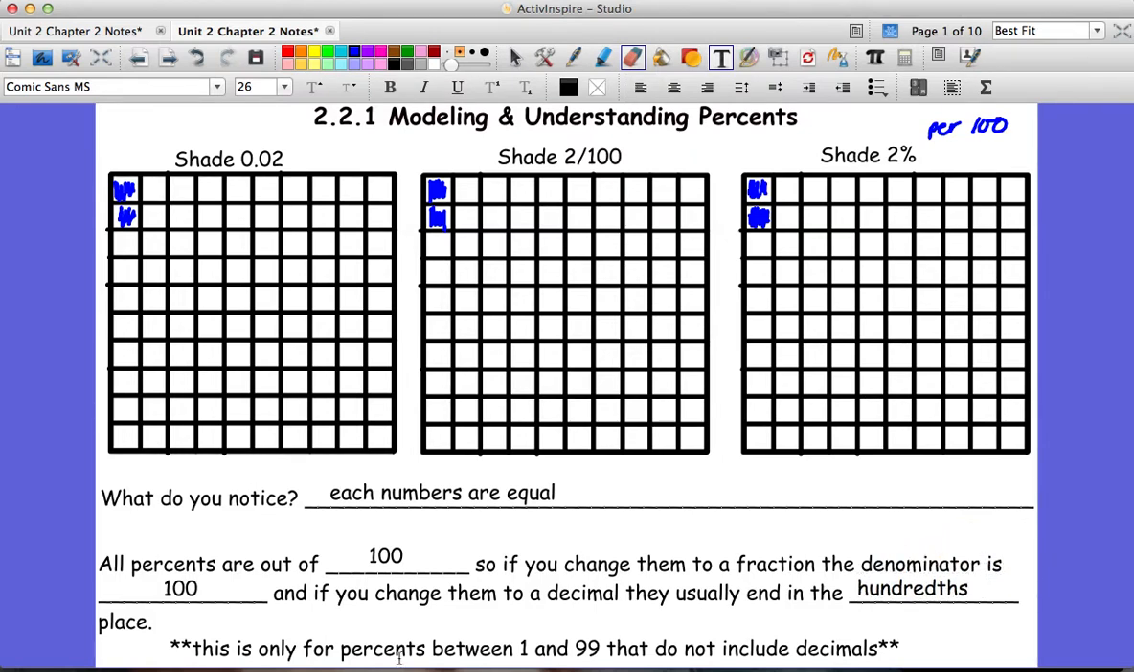Now I want to make sure that you understand that this is only for percents that are between 1 and 99 and those percents that do not have decimals. Percents can have decimals, and we're going to talk about those percents later on. Okay, but for now you need to understand that percent does mean the number per 100. So as a fraction it would have a denominator of 100 and it would end in the hundredths if it were a decimal.